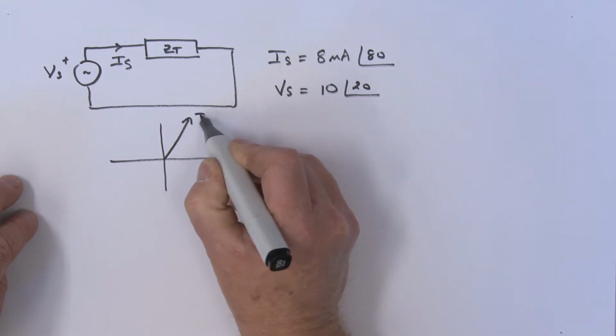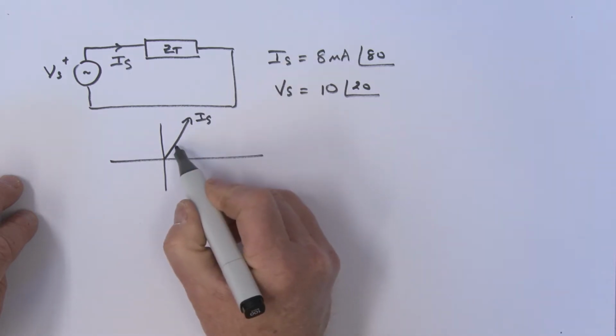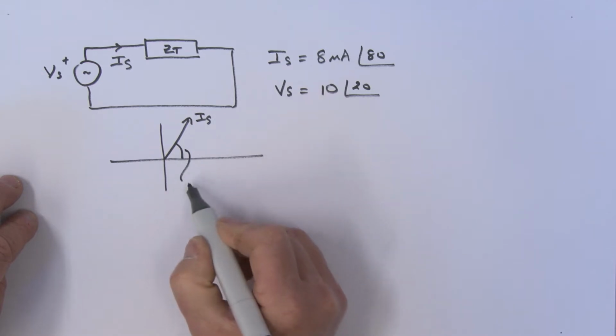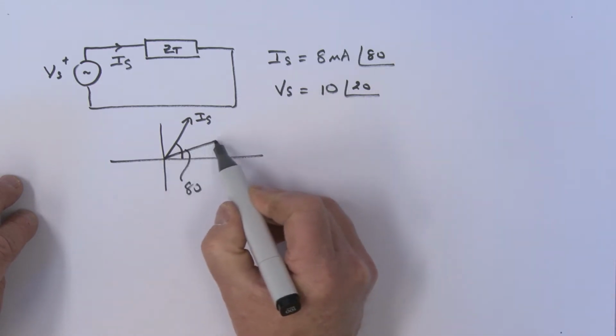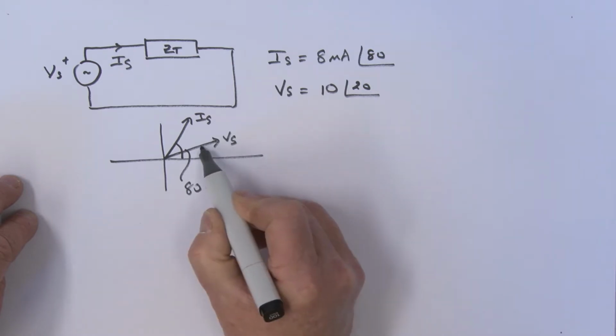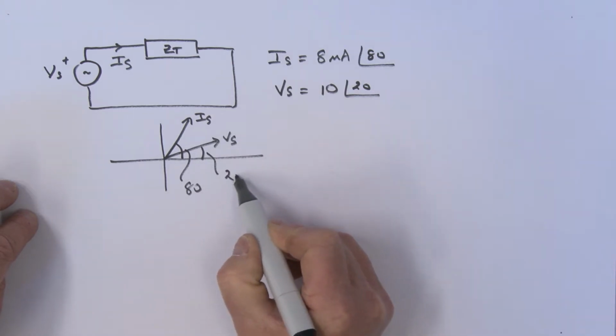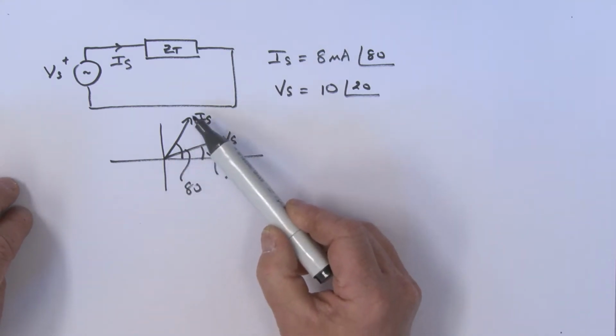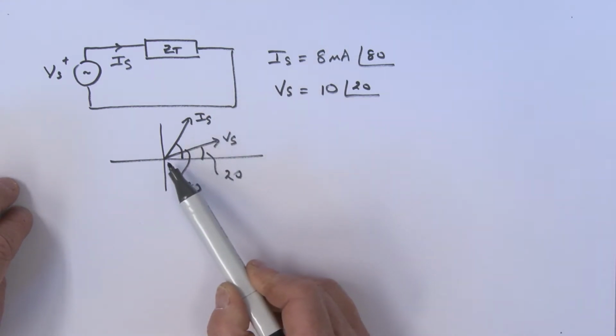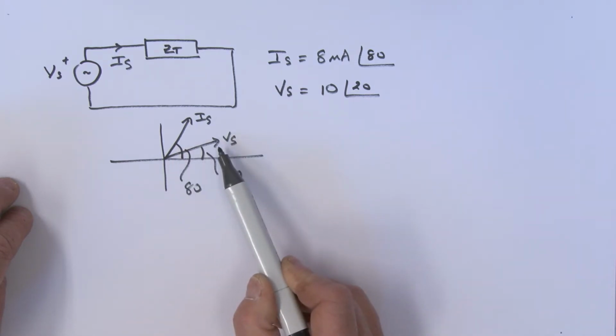So there is my IS. This angle over here, what is that? That's 80 degrees. And then VS, well, that's kind of sitting down here, isn't it? And the angle here is 20 degrees. Now you'll note in this case, really the current is actually leading the voltage. So the current actually leads the voltage.